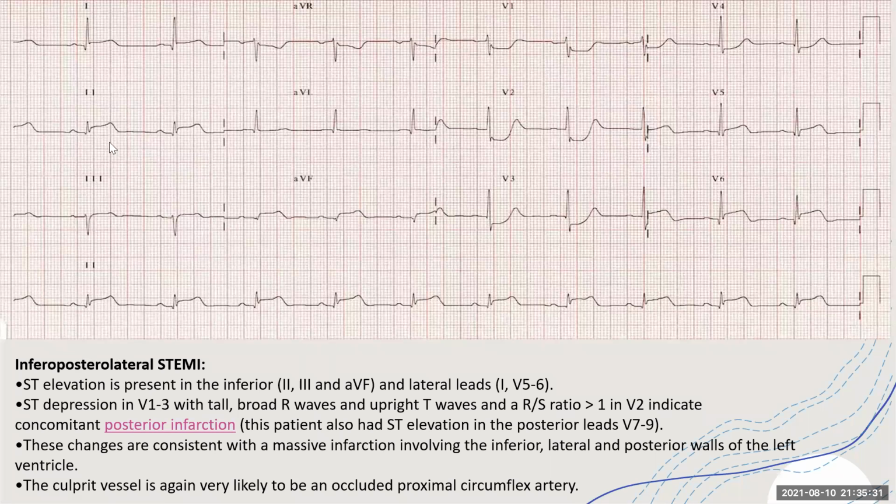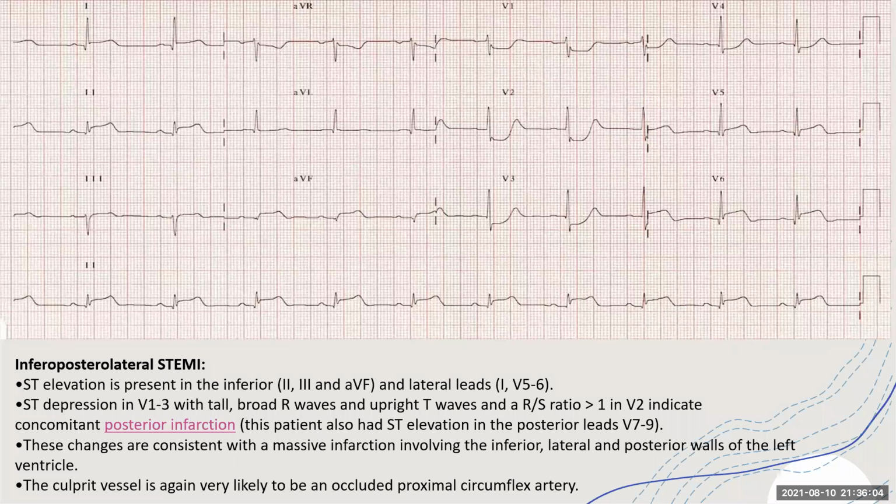Now look one by one. In lead 2, here is ST elevation. Lead 3, here is ST elevation. And then AVF, here is ST elevation. We can appreciate it. Now in lead 1, here is ST elevation, again here. Then in V5 and V6 it's very clear: V5 elevation here and V6 elevation here. So this is ST elevation, especially in terms of inferior lateral.